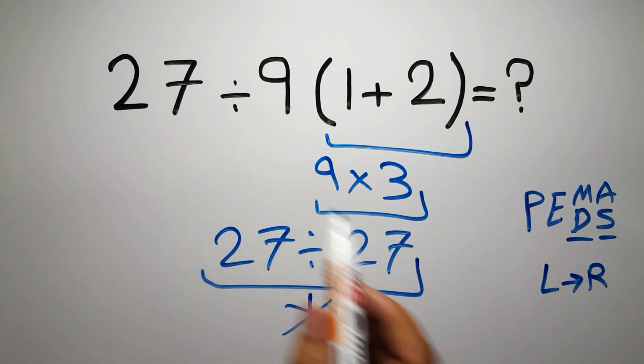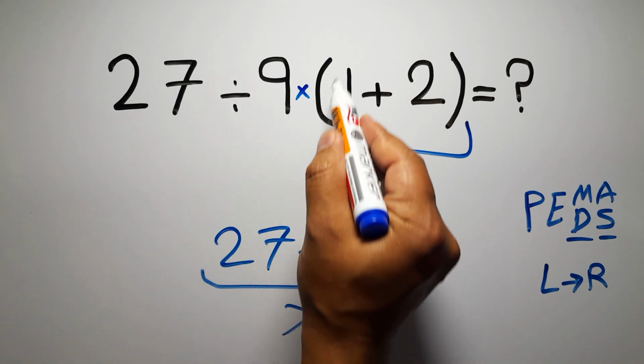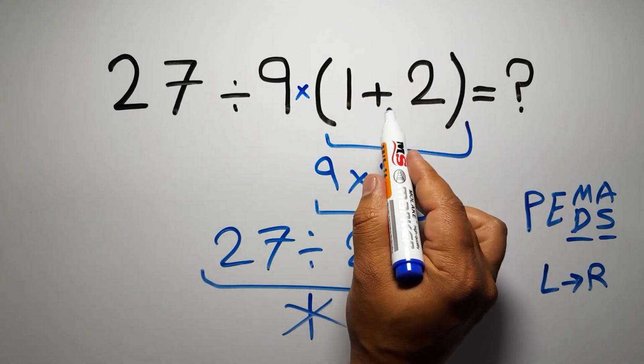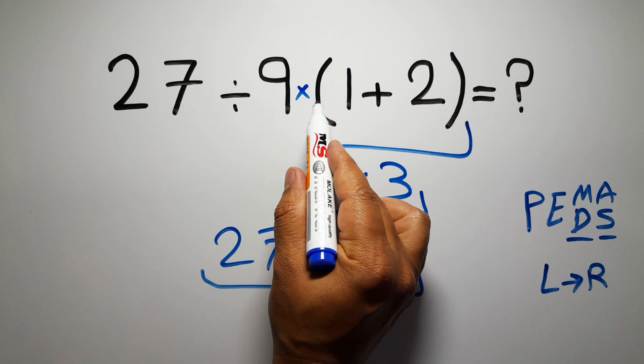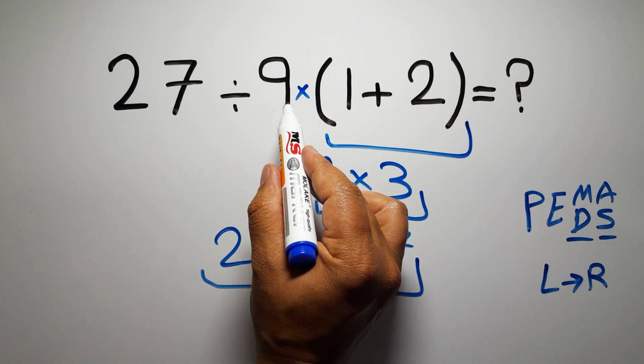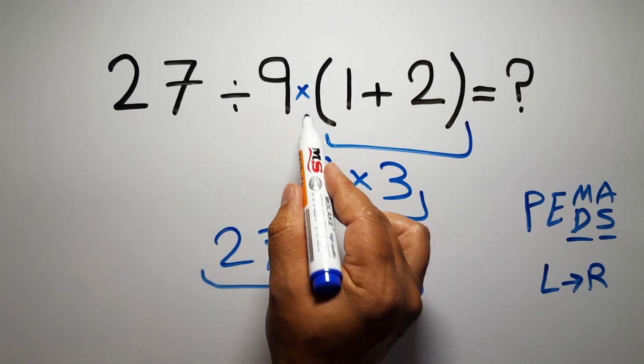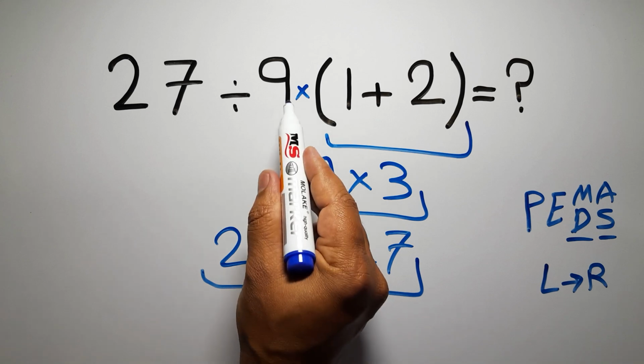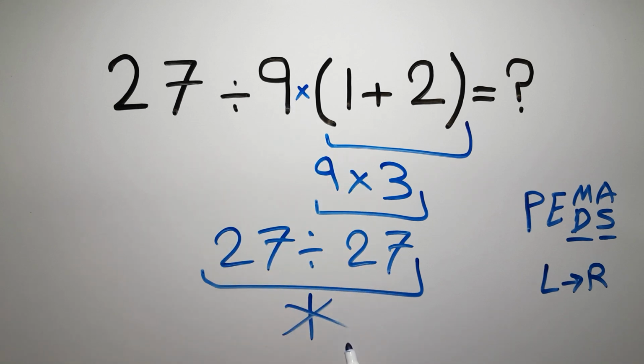In this expression, we have one division, one multiplication, and one parenthesis. Inside this parenthesis, we have one addition. Here we have a multiplication, because in mathematics, when a number is placed next to parentheses, it means multiplication. And we usually don't write the multiplication sign for brevity.